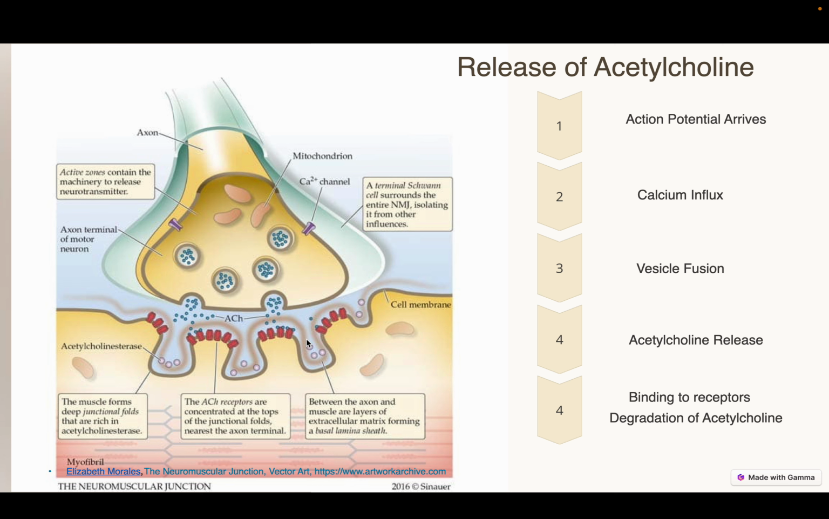exocytosis. So acetylcholine diffuses across the synaptic cleft and binds with acetylcholine receptors, which are the nicotinic receptors on the postsynaptic membrane of the muscle fiber, or sarcolemma. That is going to activate the muscle, causing a contraction.